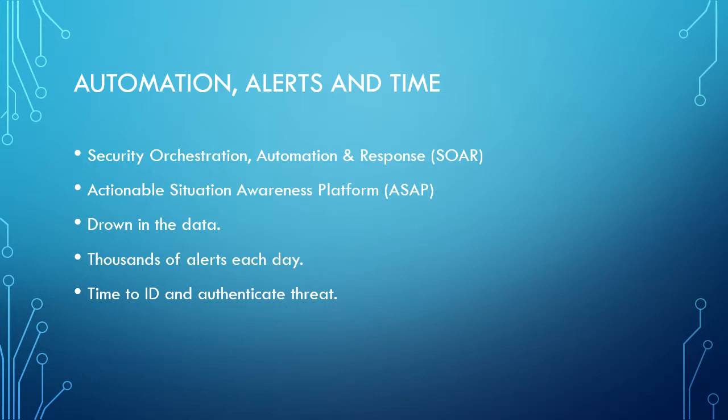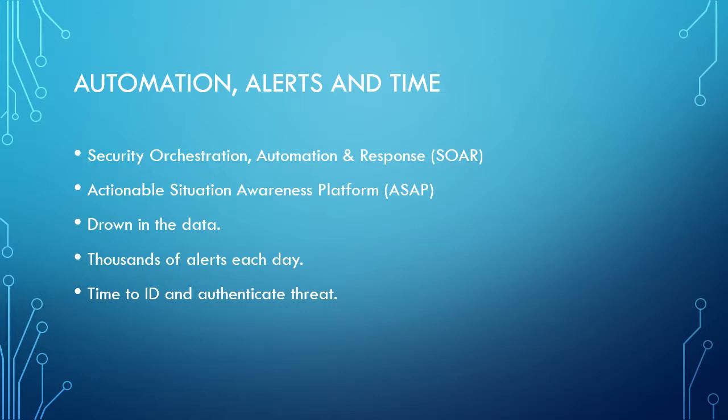Information security automation is known by other names and concepts to include Gartner's Security Orchestration, Automation, and Response, or Actionable Situation Awareness Platform, among others. Today's network administrators and security professionals are now including artificial intelligence and machine learning to help enable automated incident responses.